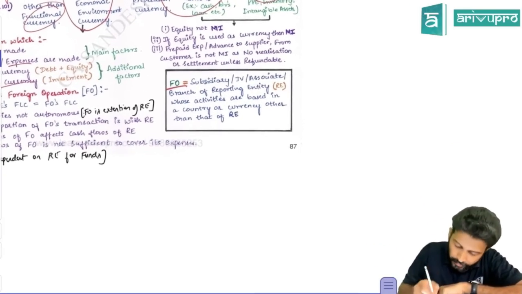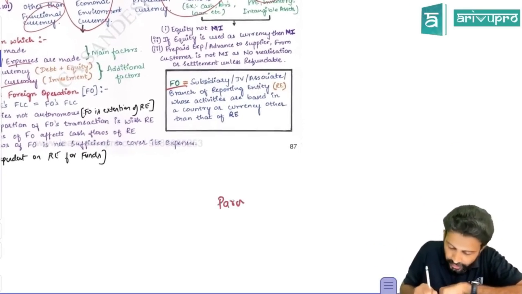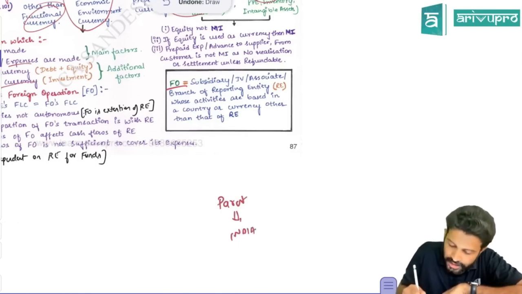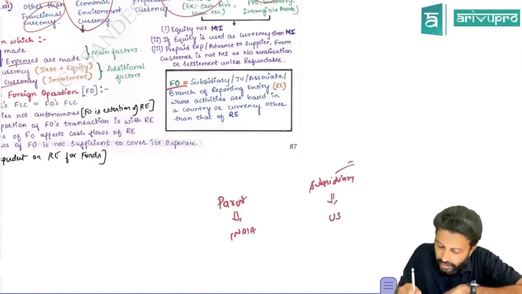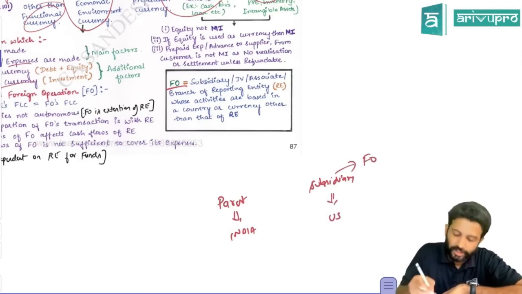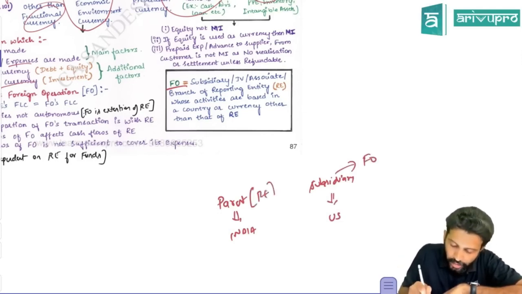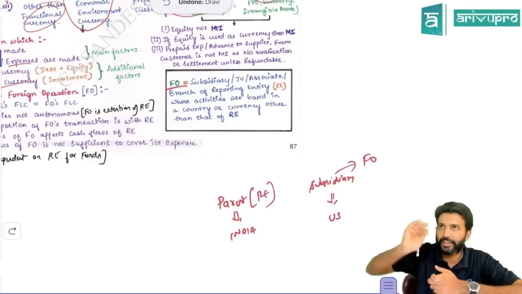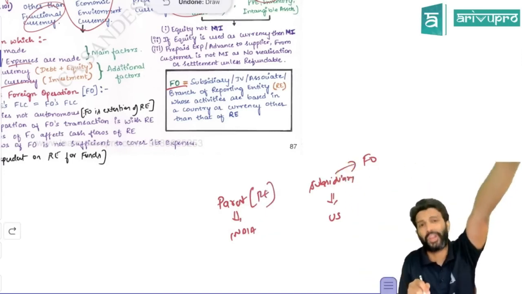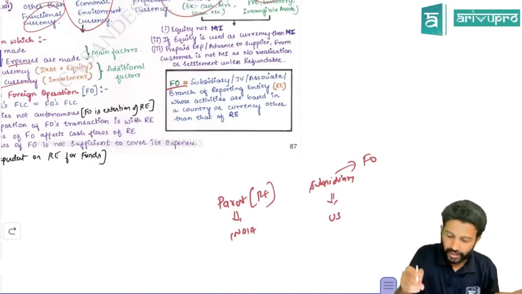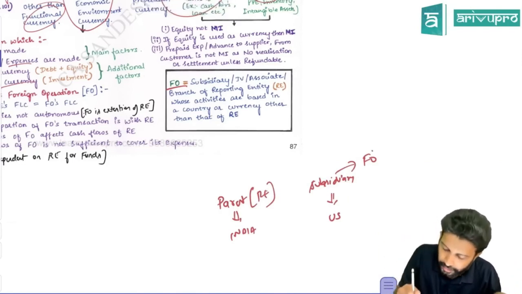Sir, what does that mean? Suppose the parent, let's say we're talking about parent. Parent is there in INR. Parent is there in India. We have a foreign subsidiary. Let's say that subsidiary is operating in US. That means this subsidiary, we call it a foreign operation because this is your reporting entity we are talking about. If reporting entity is there in India and if subsidiary is not there in India but in another country, then it becomes a foreign operation.